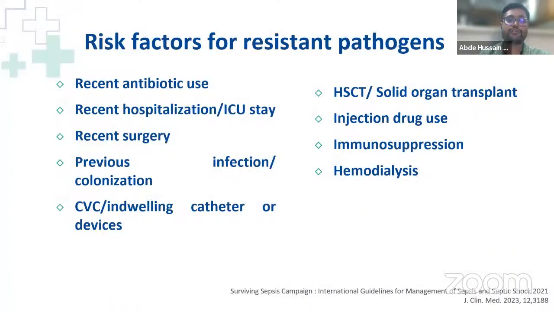So, risk factors for resistant pathogens. Recent antibiotic use, recent hospitalization or ICU stay, recent surgery, again a possible use of surgical prophylaxis antibiotic, previous infection or colonization, a MRSA colonization perhaps, a central venous catheter or indwelling catheter, or any other invasive devices, a history of hematopoietic stem cell transplant or a solid organ transplant, injection drug users, immunosuppression, and hemodialysis. So all these can contribute towards a resistant pathogen growing.